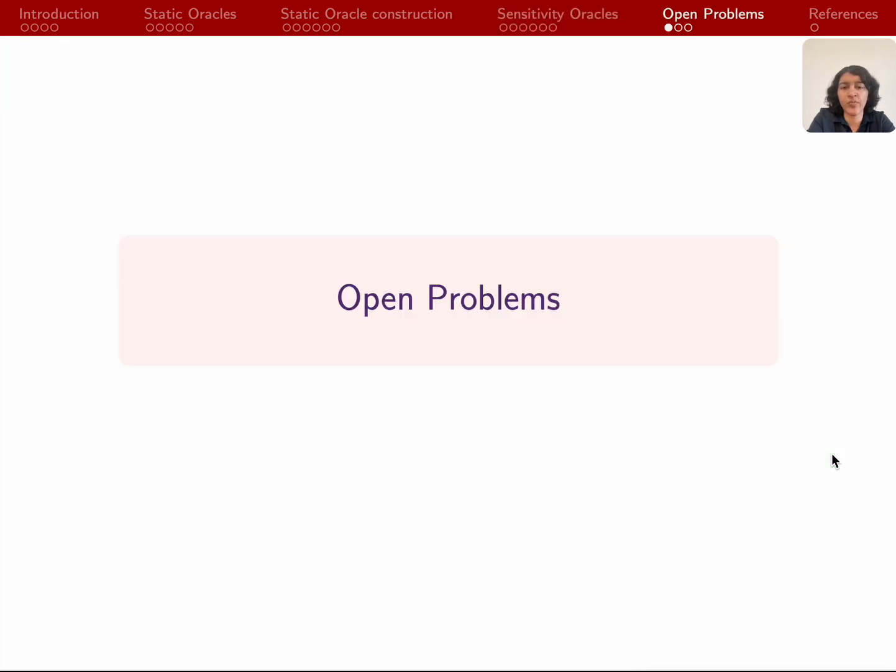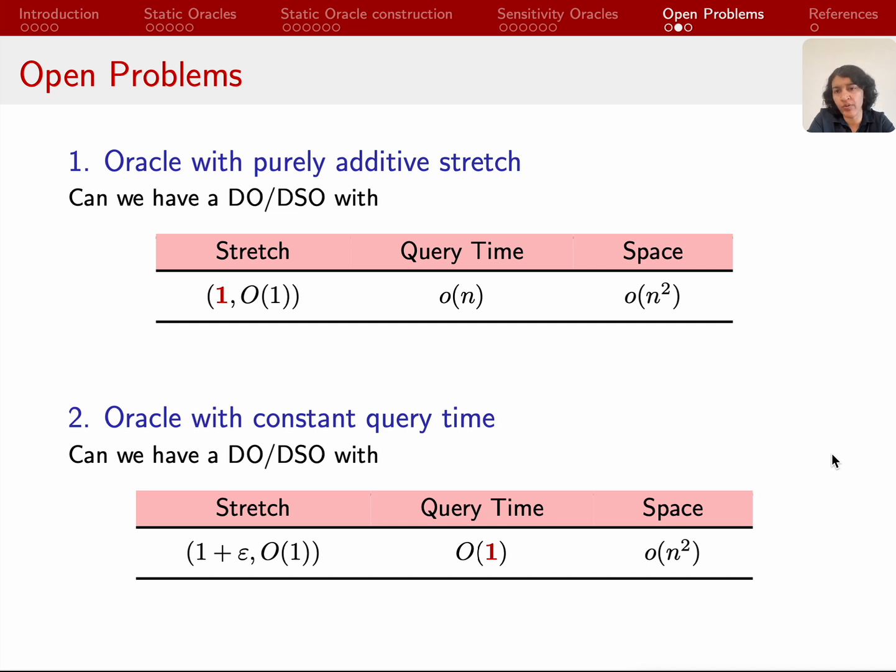Coming to open problems, there are two main open problems that we think would be interesting to solve. First, can we get a distance oracle or distance sensitivity oracle which has purely additive stretch, where query time is still sublinear in n and space is subquadratic in n? The second major open problem is, can we obtain a constant query time?